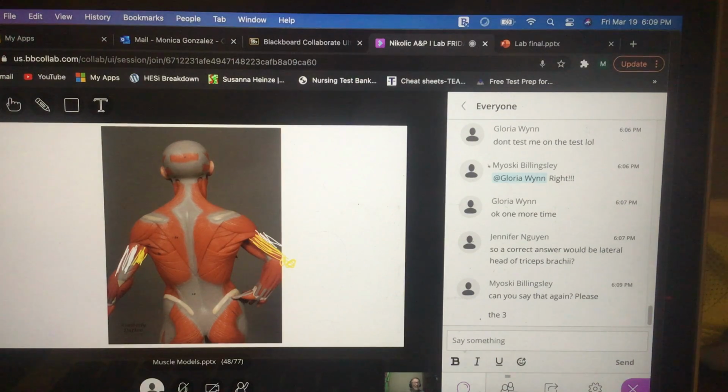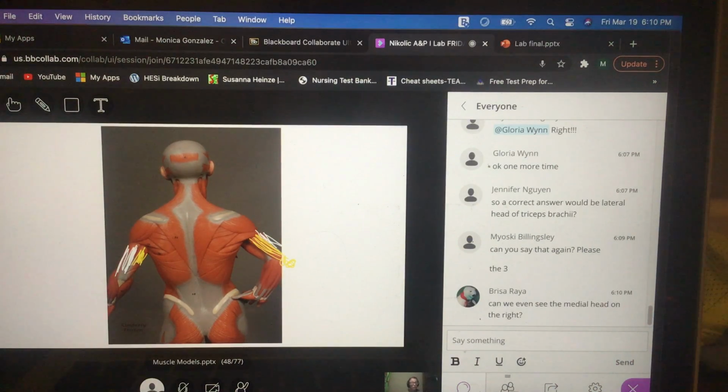You would see more of the lateral head because it's kind of flipping a little bit more to the front, right? So on the left, the white part is the lateral head of the triceps brachii. On the right, the white is the lateral head of the triceps brachii. On the left, the yellow is the long head of the triceps brachii. On the right, the yellow also is the long head of the triceps brachii. Can we see the medial head on the right? No, not in this image. Not that I can see on this image.